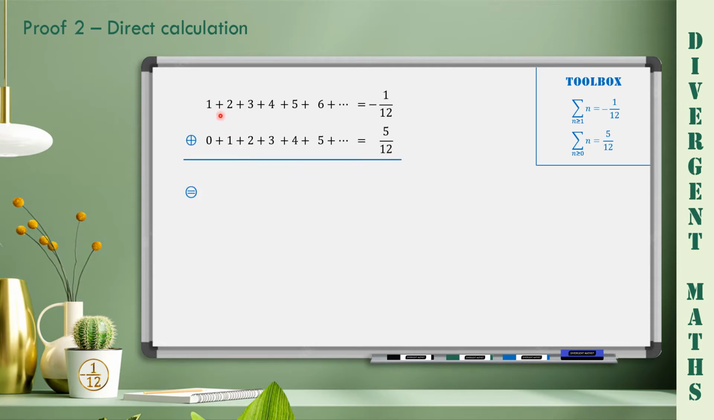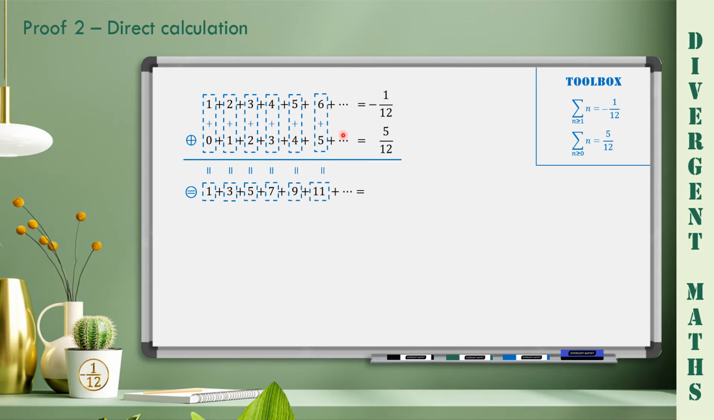Now let's sum those two monotonic divergent series. It will give us the monotonic divergent series of odd numbers. Remember, column by column, 1 plus 0 equal 1, 2 plus 1 is equal to 3, 3 plus 2 is equal to 5, 4 plus 3 is equal to 7, etc. 5 plus 4 is equal to 9, 6 plus 5 is equal to 11. And then we do the same on the right-hand side. The sum of the sums will be the sum of the monotonic divergent series of odd numbers. So negative 1 over 12 plus 5 over 12 is equal to 1/3. It's equal to 4 over 12, which is 1/3.